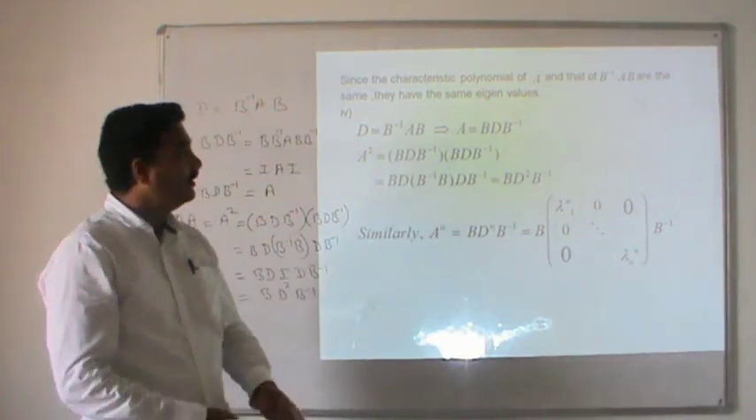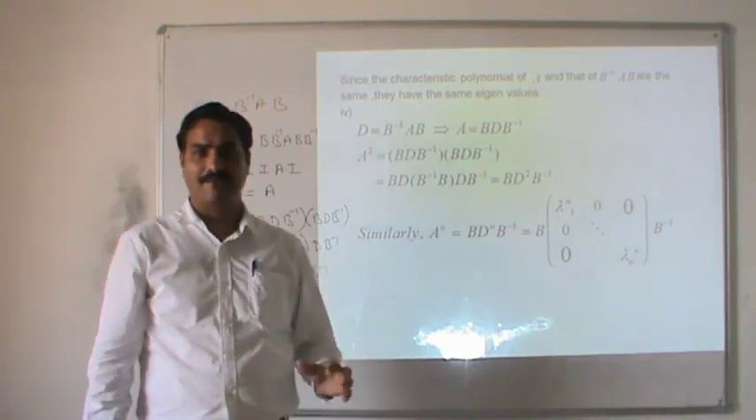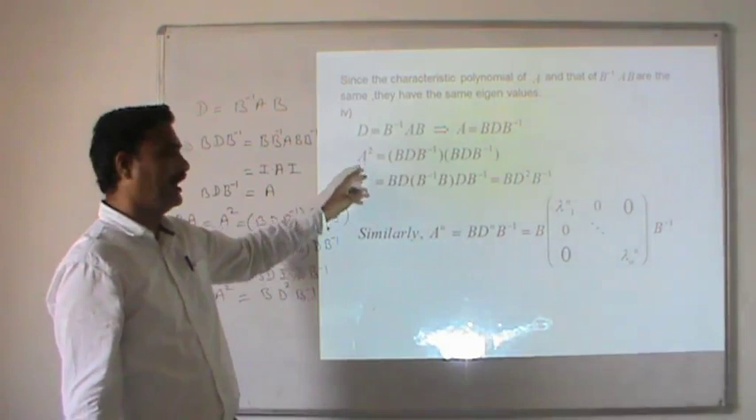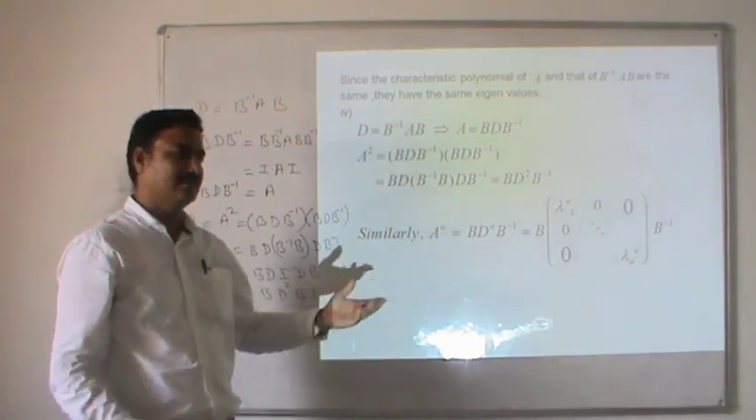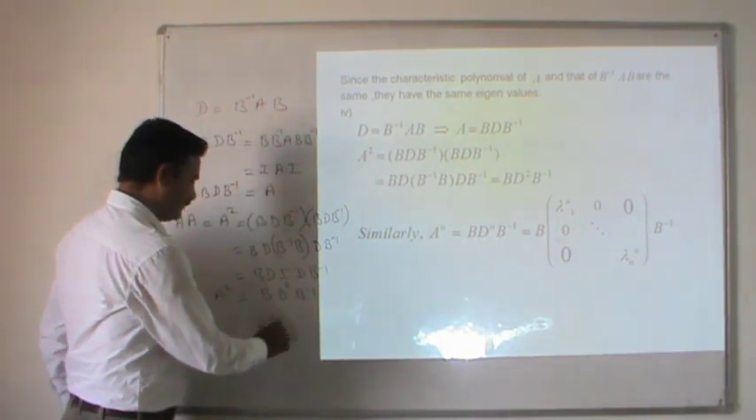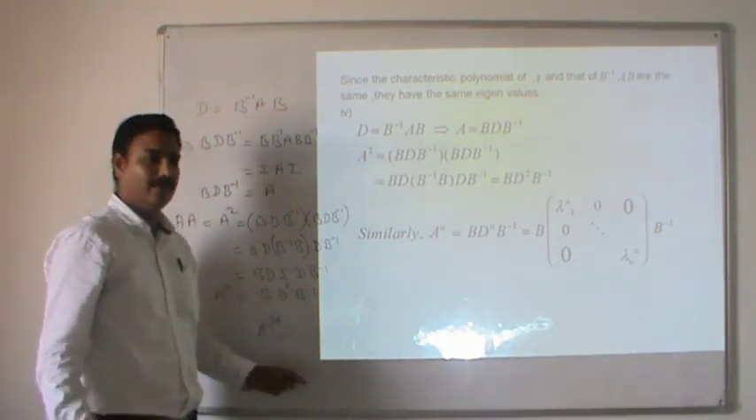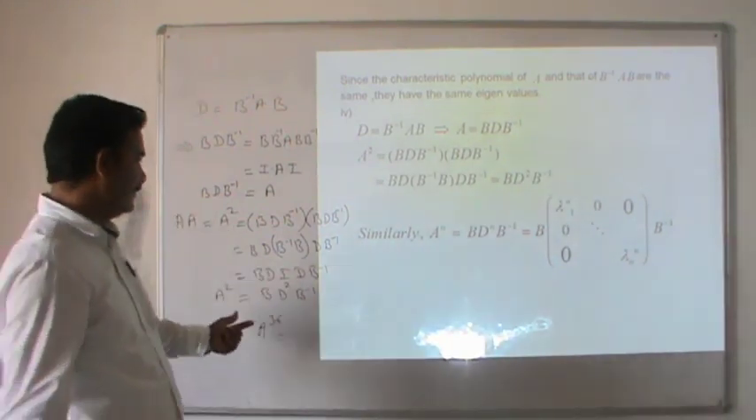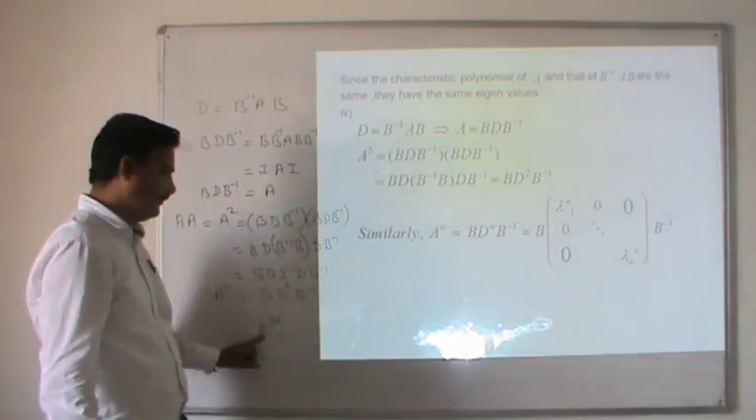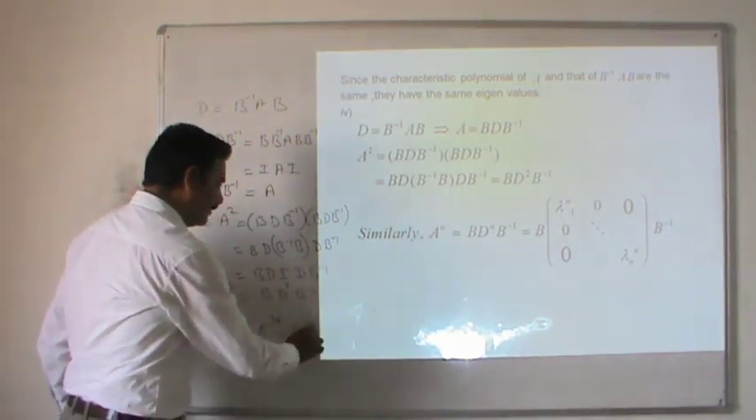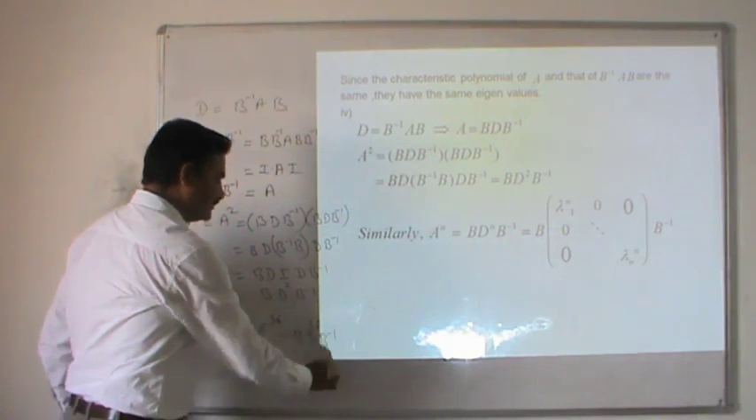So this is one of the applications of diagonalization, because with the help of diagonalization we can easily determine any higher power of A. Suppose we have to find A raised to the power 36. Then it is quite simple. We cannot multiply A into A 36 times. With the help of diagonalization, we find A to the power 36 is equivalent to B D to the power 36 B inverse.